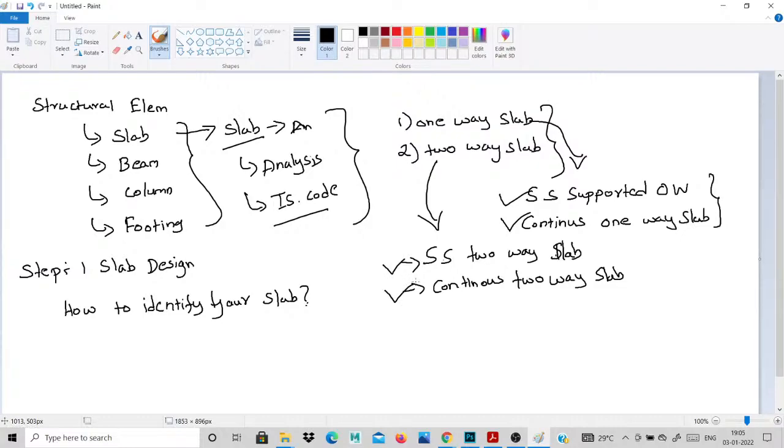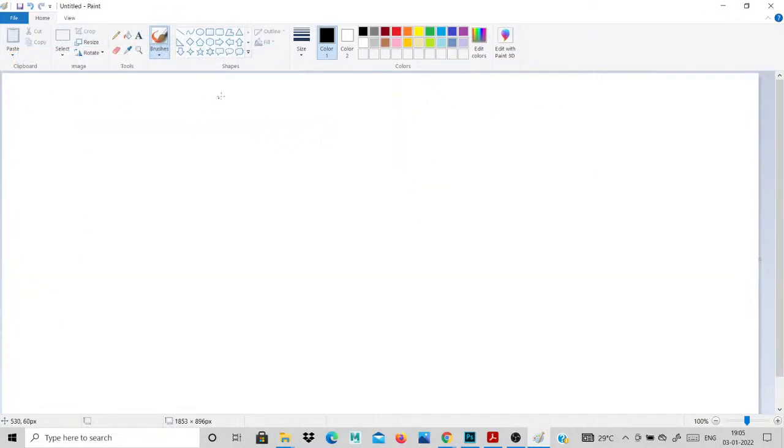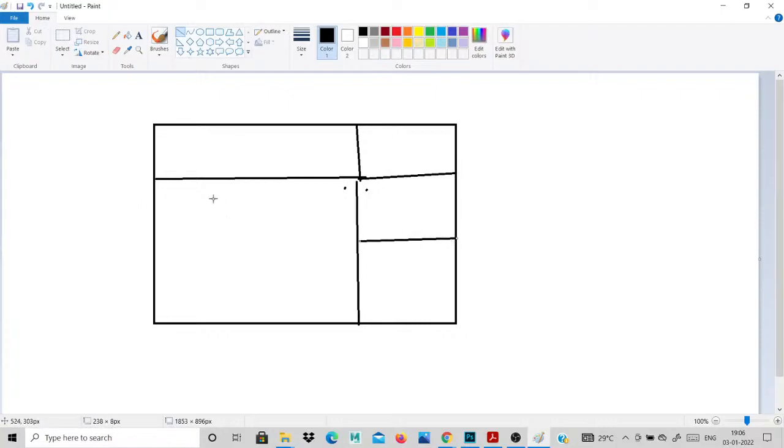How to identify them in our field? What is meant by one-way slab, simply supported and continuous? I simply draw one floor plan. I take this one part, and this is another part. Then I draw this.